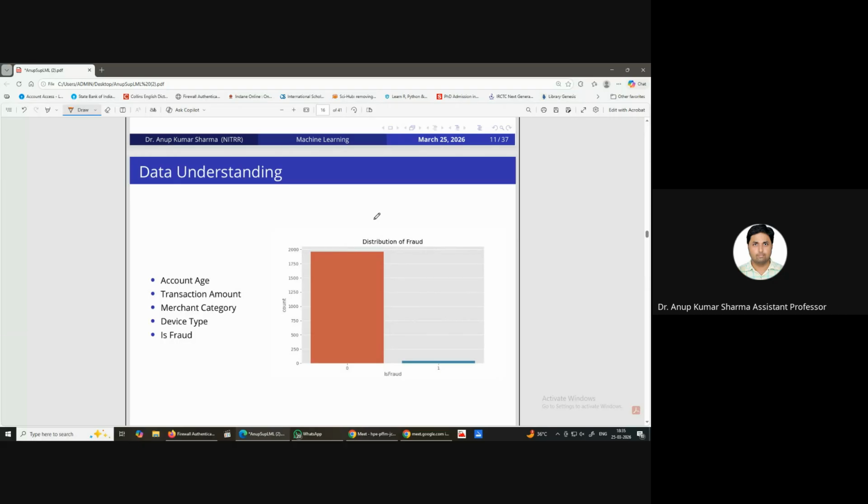Now we have a data. Suppose we have collected the data, based on labels: account age, transaction amount, merchant category, device type, and whether it is fraud or not. So zero means not fraud and one means fraud. Okay, so we have data like this.